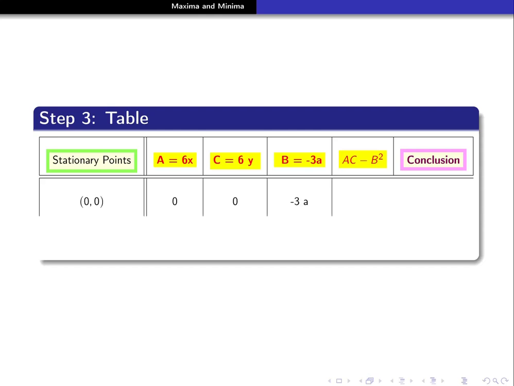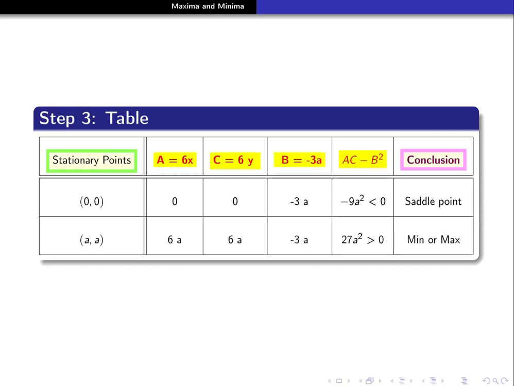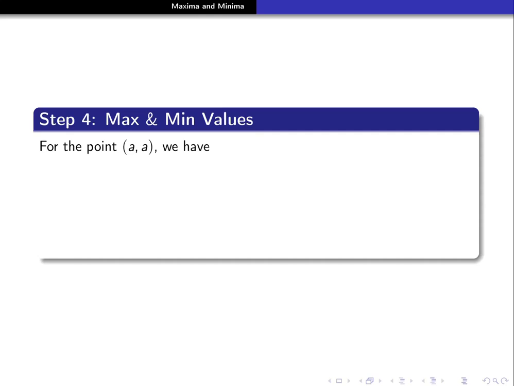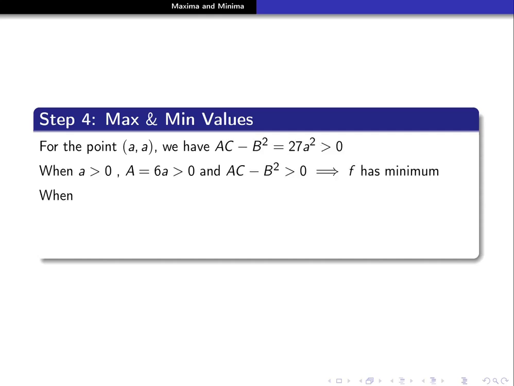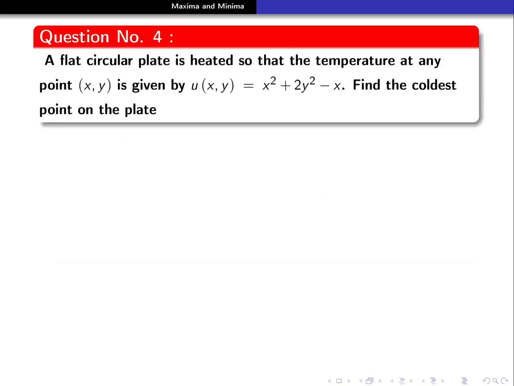So therefore replace the values. So we will get AC minus B square is negative at (0, 0). Therefore it is a saddle point. At (a, a), therefore it is a minimum or maximum, we will check that, if f has a maximum, if f has a minimum. So therefore f of (a, a) is minus a cube.